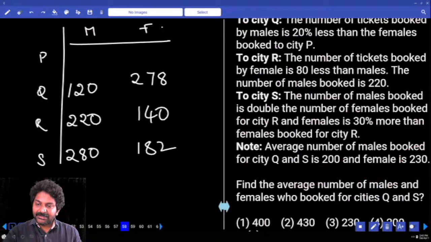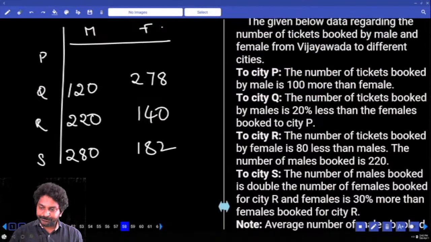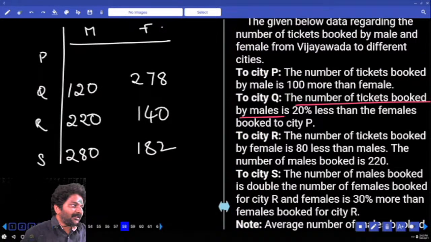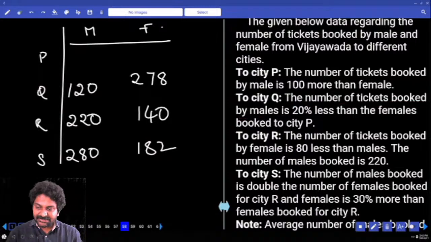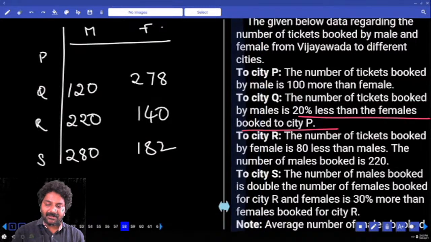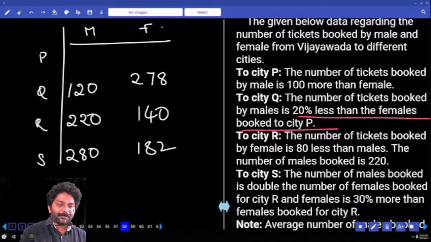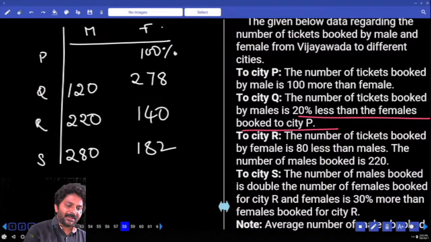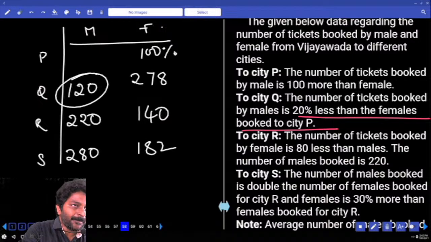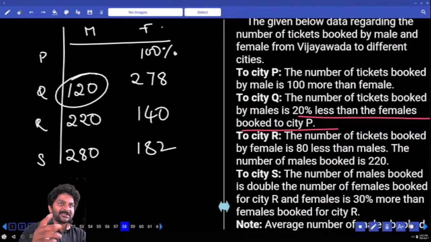Now city Q. Number of tickets booked by male. How much is that? 120. Which is 20% less than female booked by city P. That means if you have 100% here in city P female, this is 80% only. If 80% is 120, 80 and 120 relation, adding half.